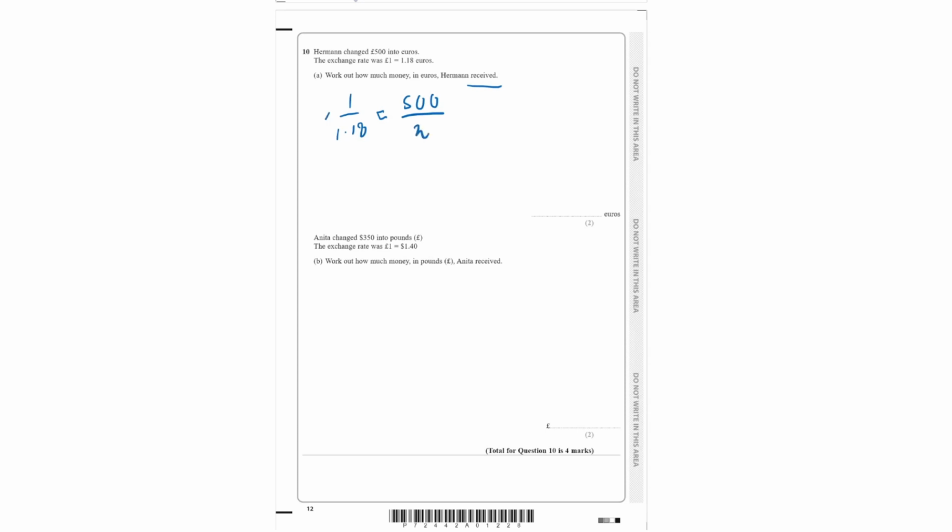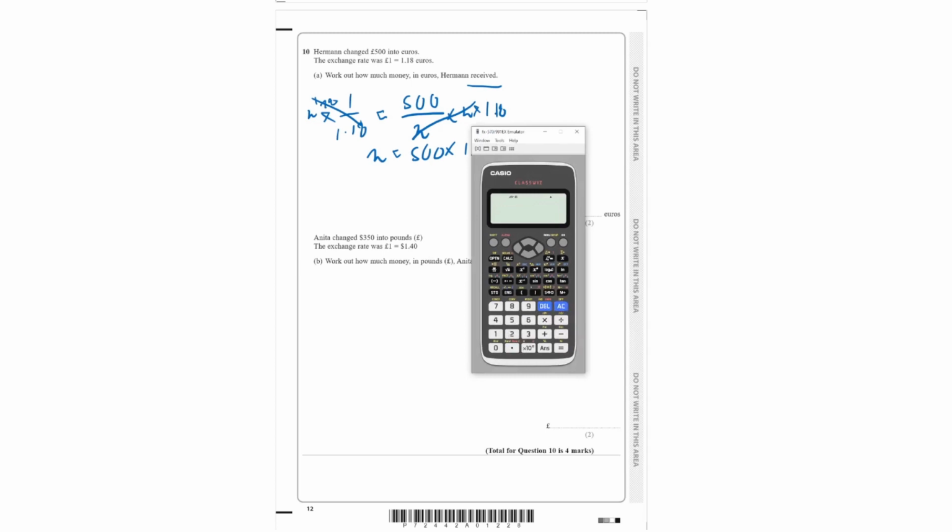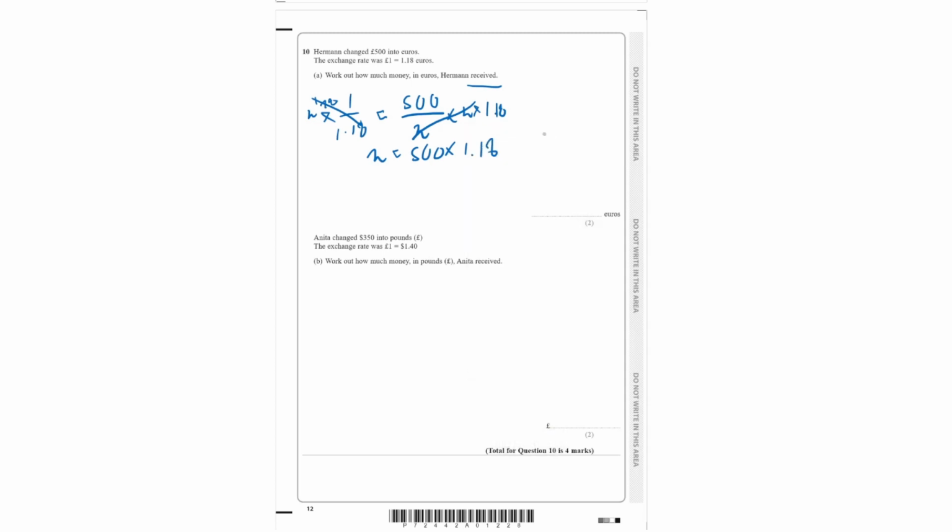So we can simply multiply both sides by x. This cancels out, and we can multiply both sides by 1.18, so times 1.18, this cancels out. So we can simply see that x is equal to 500 times 1.18, and we can use our calculator to find the answer. We have 500 times 1.18. That is 590 euros.